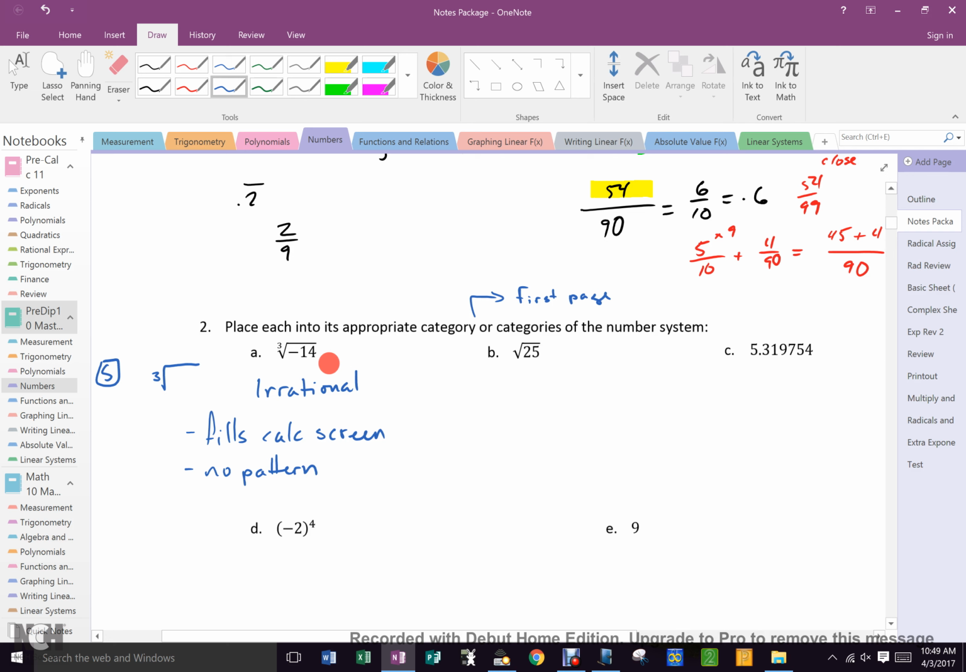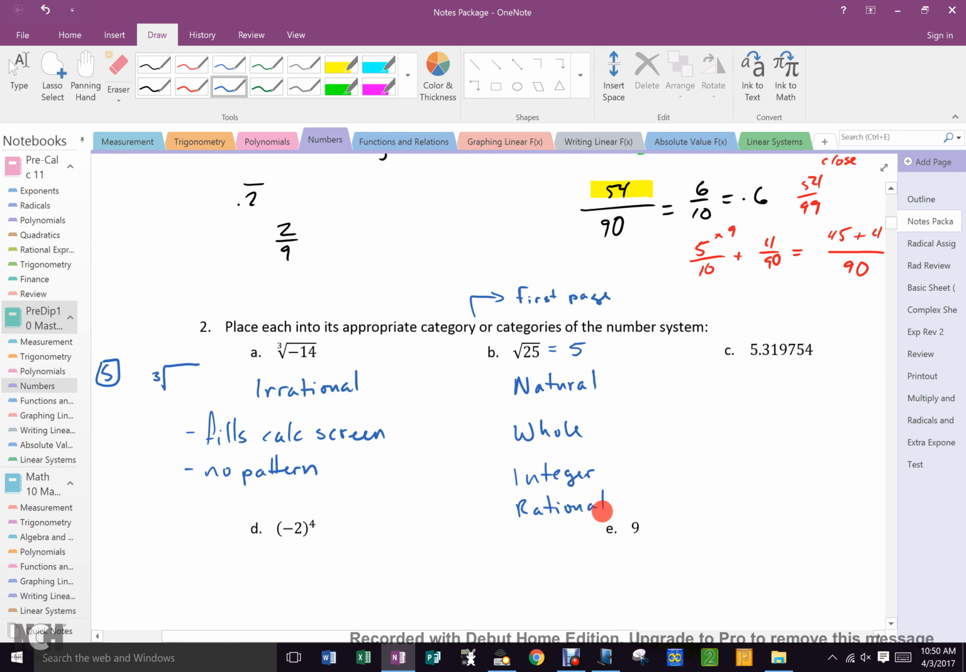Everybody with me? All right, let's look at this one. You don't need your calculator for this. What's the square root of 25? 5. What categories does the number 5 fit into? Is it a natural number? Do we hit it when we count? Right, we do. So it's natural. If it is natural, that automatically makes it what? Whole. That automatically makes it what? Integer. And that automatically makes it what? Rational.